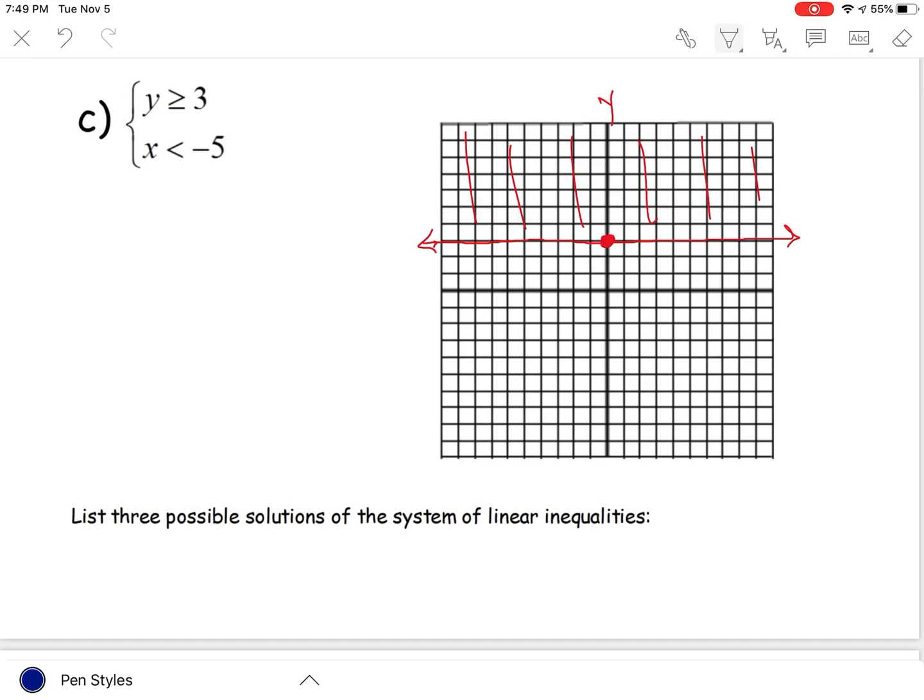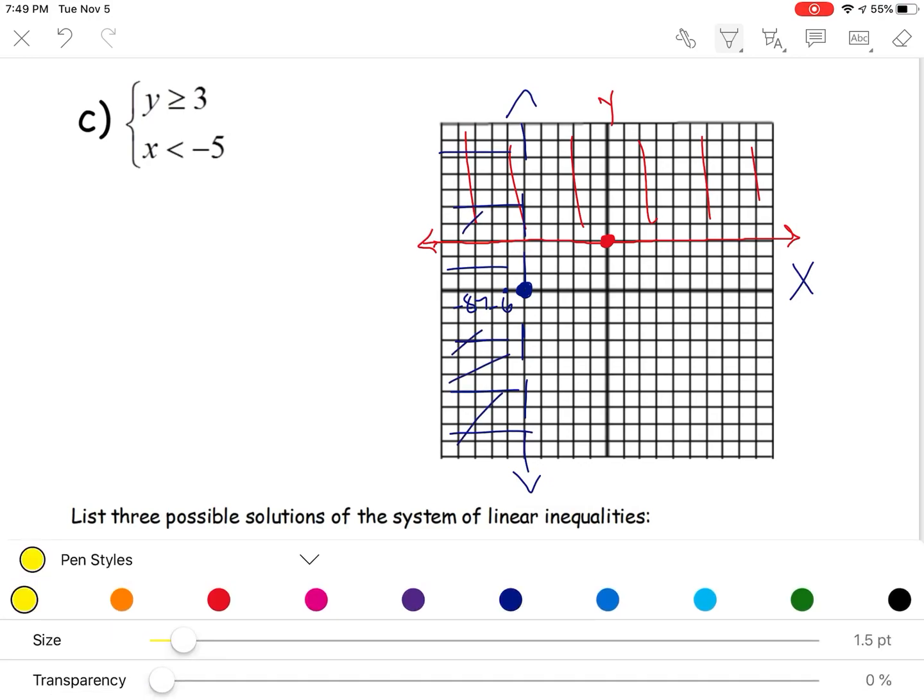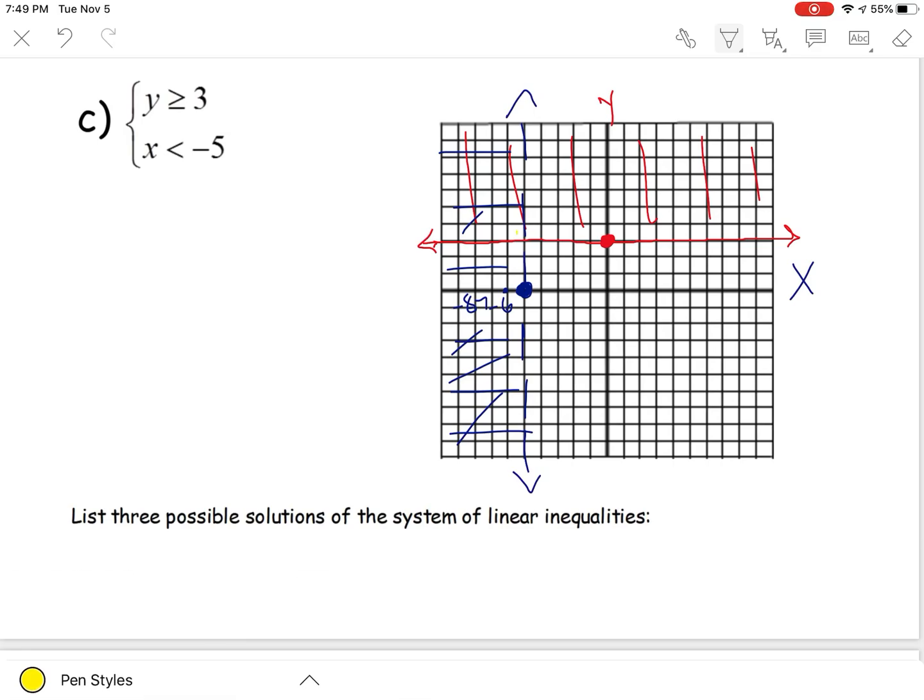And then we want to shade x is less than negative 5. Well, here's our x-axis, so let's find negative 5 on our x-axis. Right, since this is on our horizontal axis, we know our line will be vertical. Since it's not equal to, we know it'll be a dashed line. And we want to shade everything that's less than negative 5. Well, if we think about it, what numbers are less than negative 5? Well, negative 6, negative 7, negative 8 are less than negative 5. So we would shade this left half of the line. So this left half of the line is our solution for our blue line.